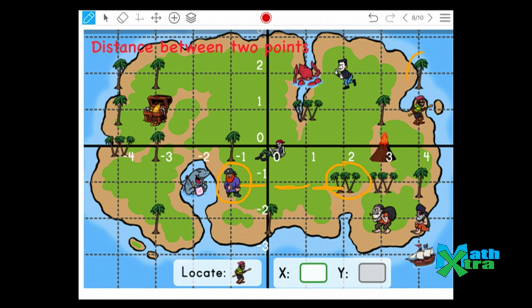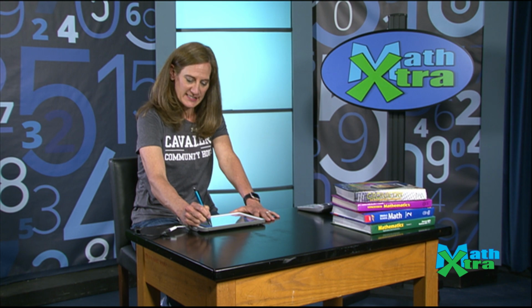How about this palm tree and this pirate ship right here? Well, how far apart is it? It is 1, 2, 3, 4, 5. So the distance between the 2 of those is 5 units away from one another. Okay? So let's see what's next.